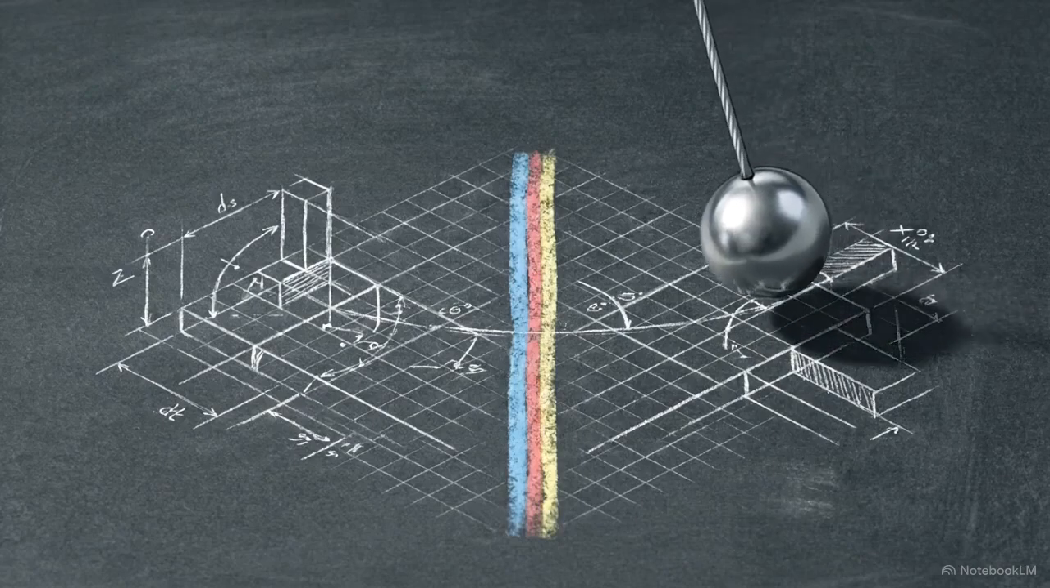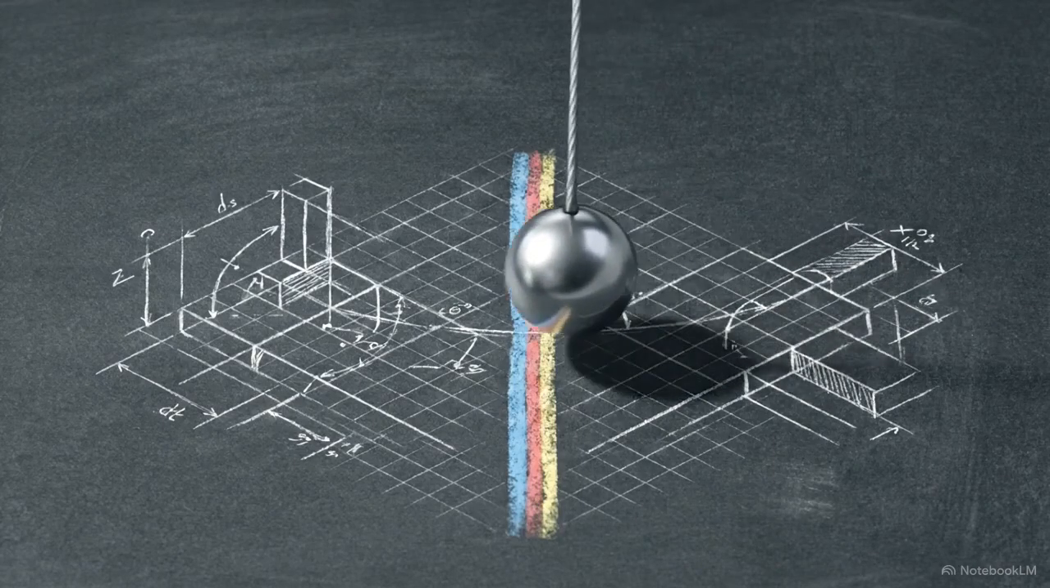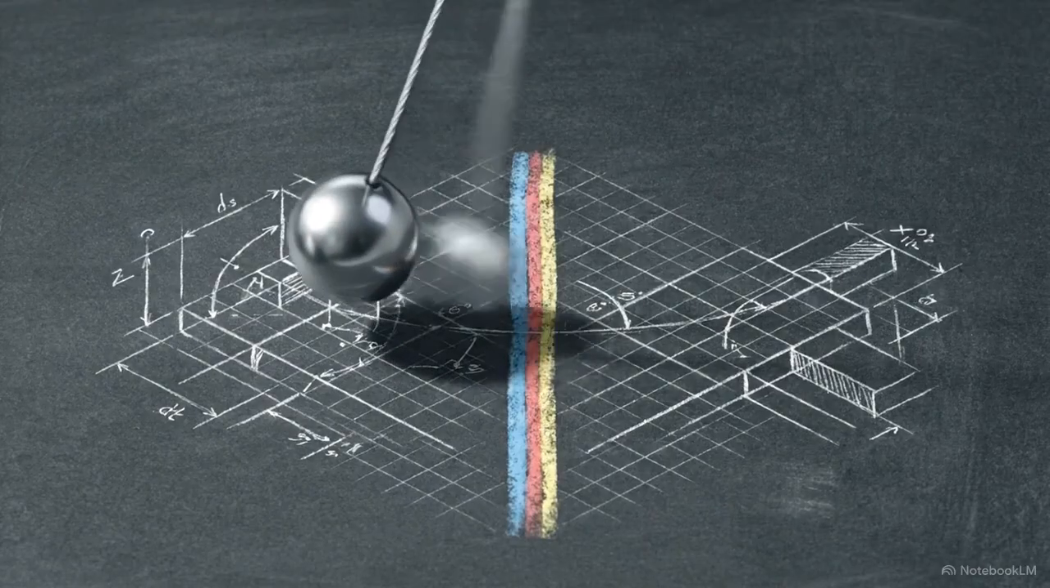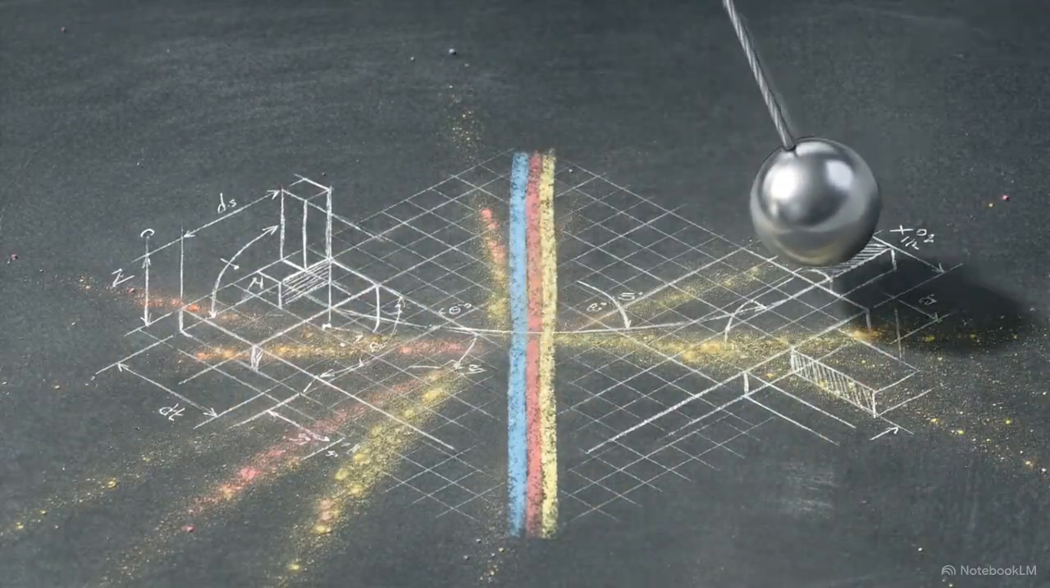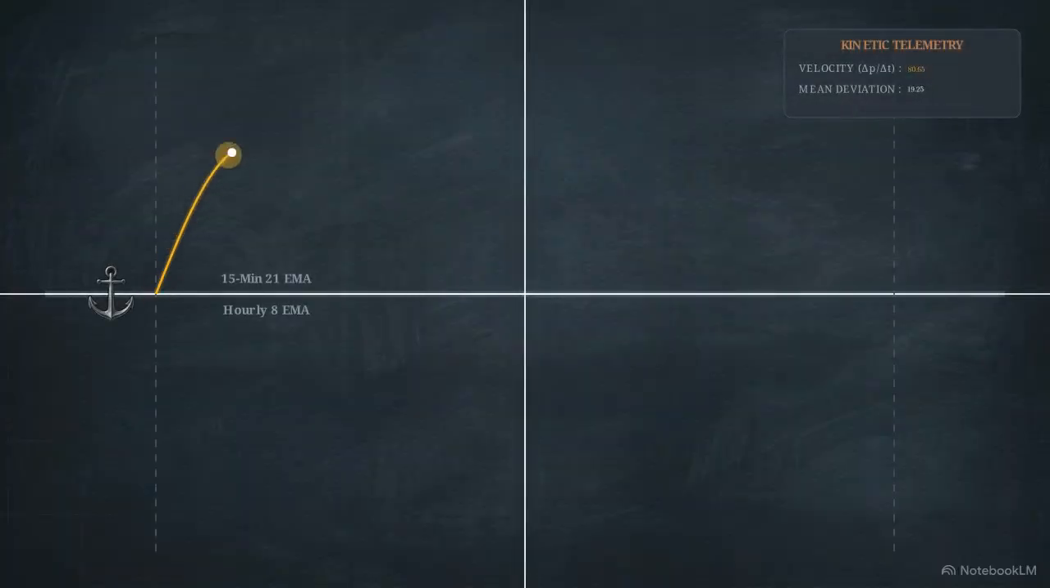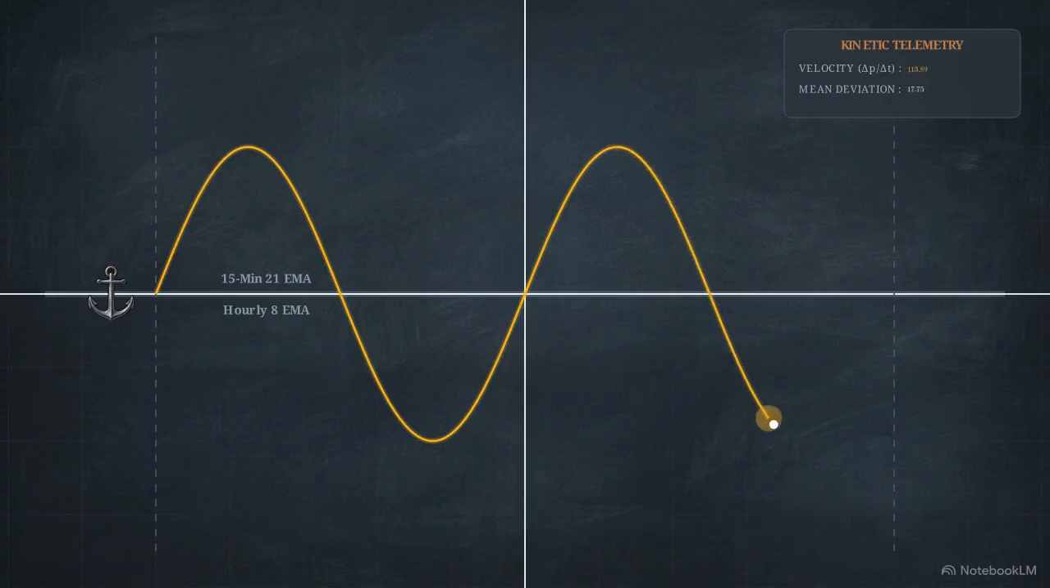Physical systems often seek equilibrium through oscillation. A pendulum at its outer apex possesses maximum potential energy, which is converted back into kinetic energy as it sweeps towards its center axis. Understanding this return to a baseline is the first step in analyzing cyclical price movement.